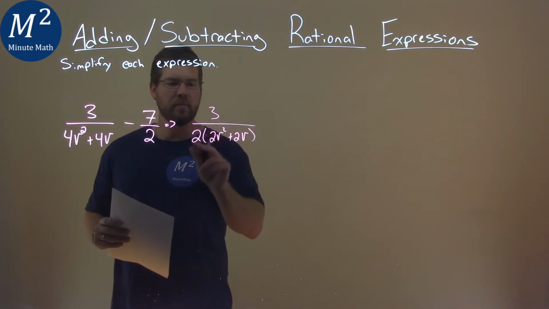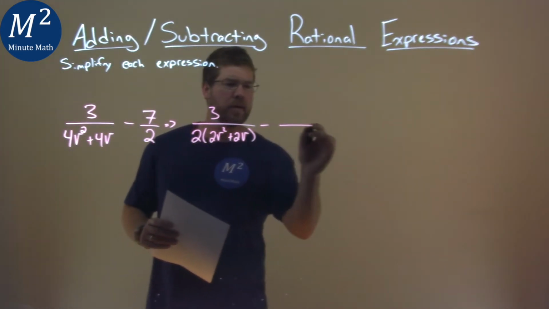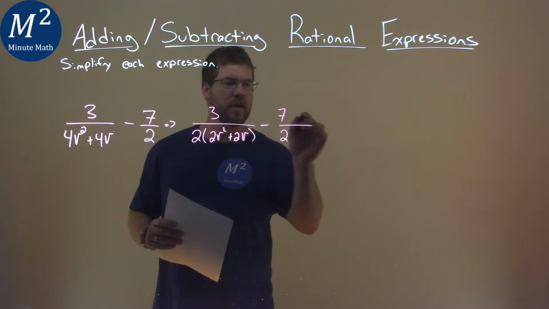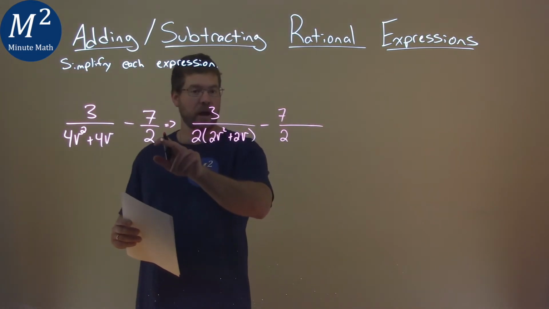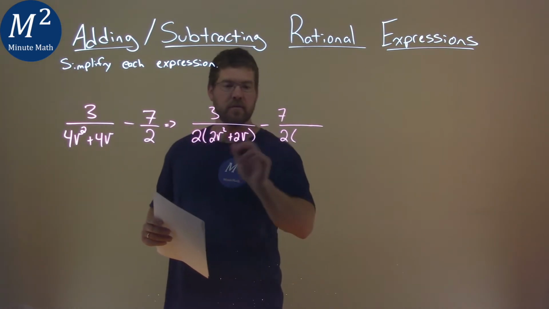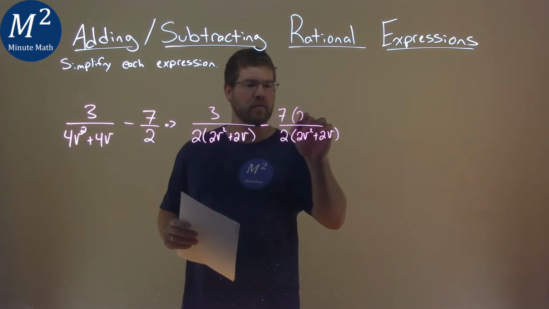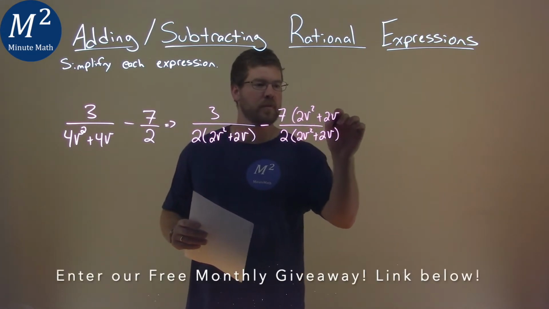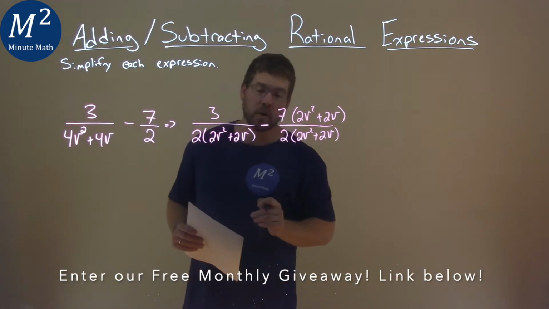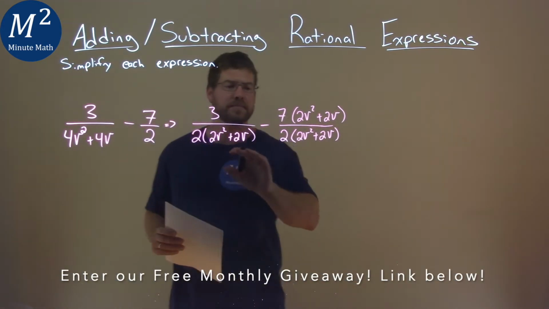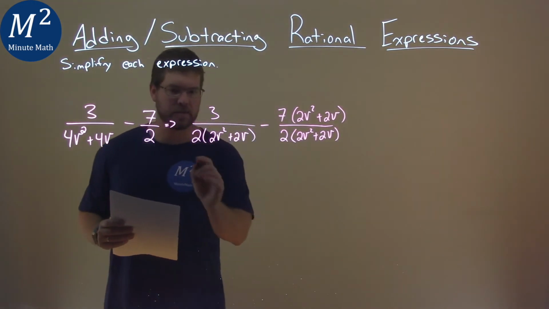But I did that because I see there's a 2 in this denominator. So this denominator here is, well, a 2, and then there's a 7. So if I multiply this second fraction by what's left over here, 2v squared plus 2v, over itself, 2v squared plus 2v, we now have the same denominator here for both parts. So now that means we can combine these fractions to be one big fraction.